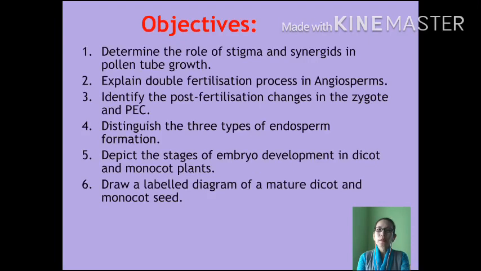3. Identify the post-fertilization changes in the zygote and PEC. 4. Distinguish the three types of endosperm formation. 5. Depict the stages of embryo development in dicot and monocot plants. And 6. Draw a labeled diagram of a mature dicot and monocot seed.